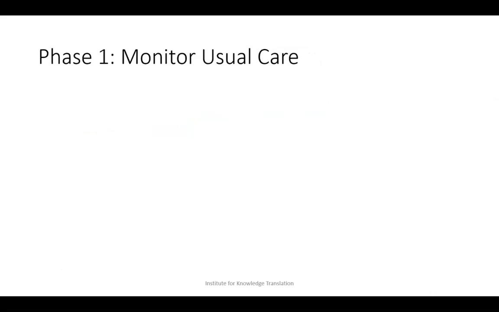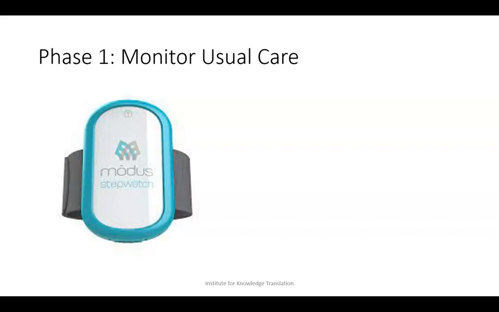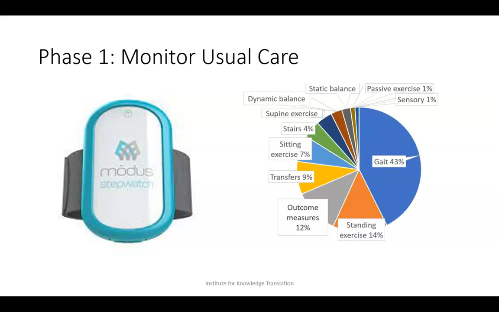All right, in phase 1, we wanted to monitor usual care. In order to do that, we put the stopwatch on all the patients throughout their therapy day to track the amount of walking practice they were getting, both in physical therapy and with the rest of their day. And we didn't give any guidance on what the therapist did. We just wanted to monitor what care was typically being provided.